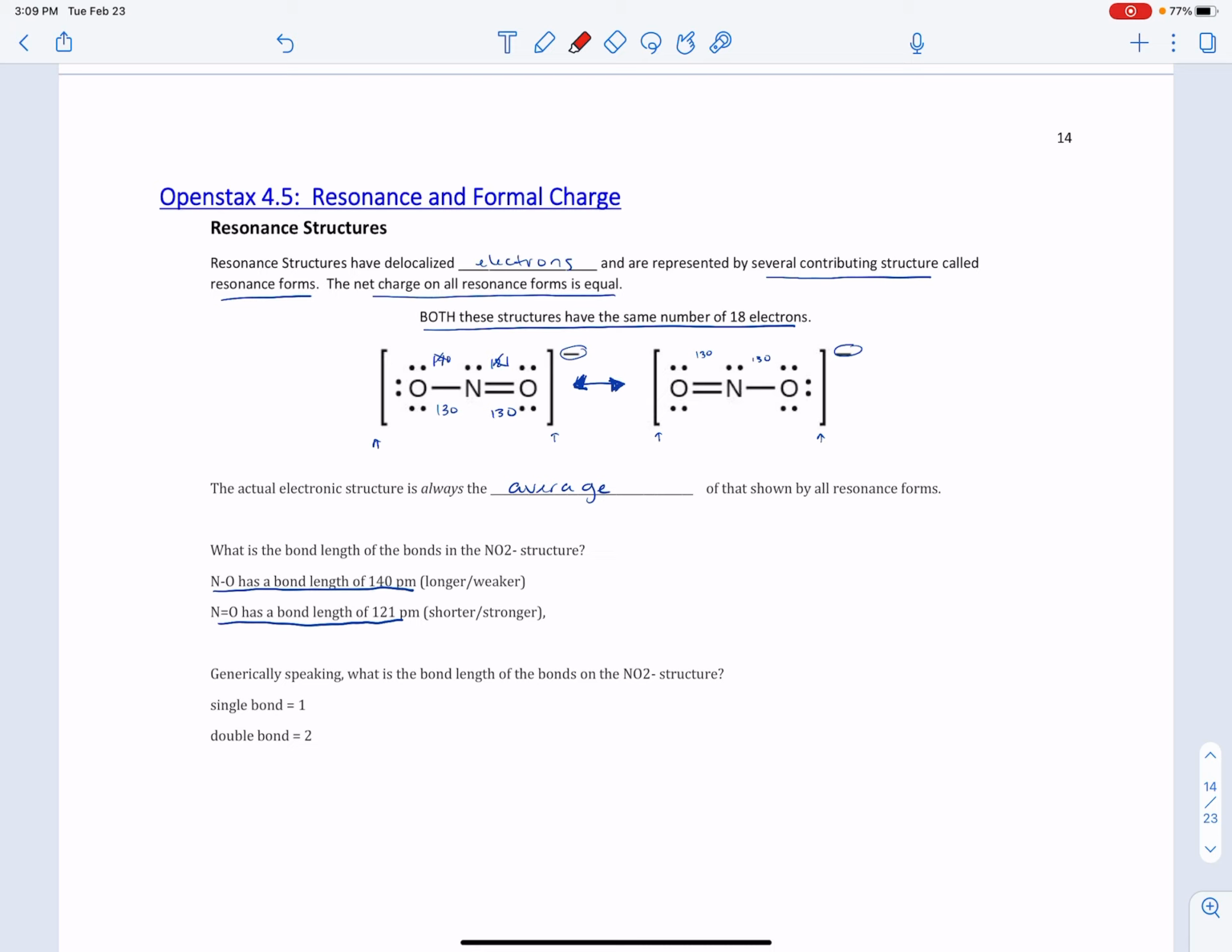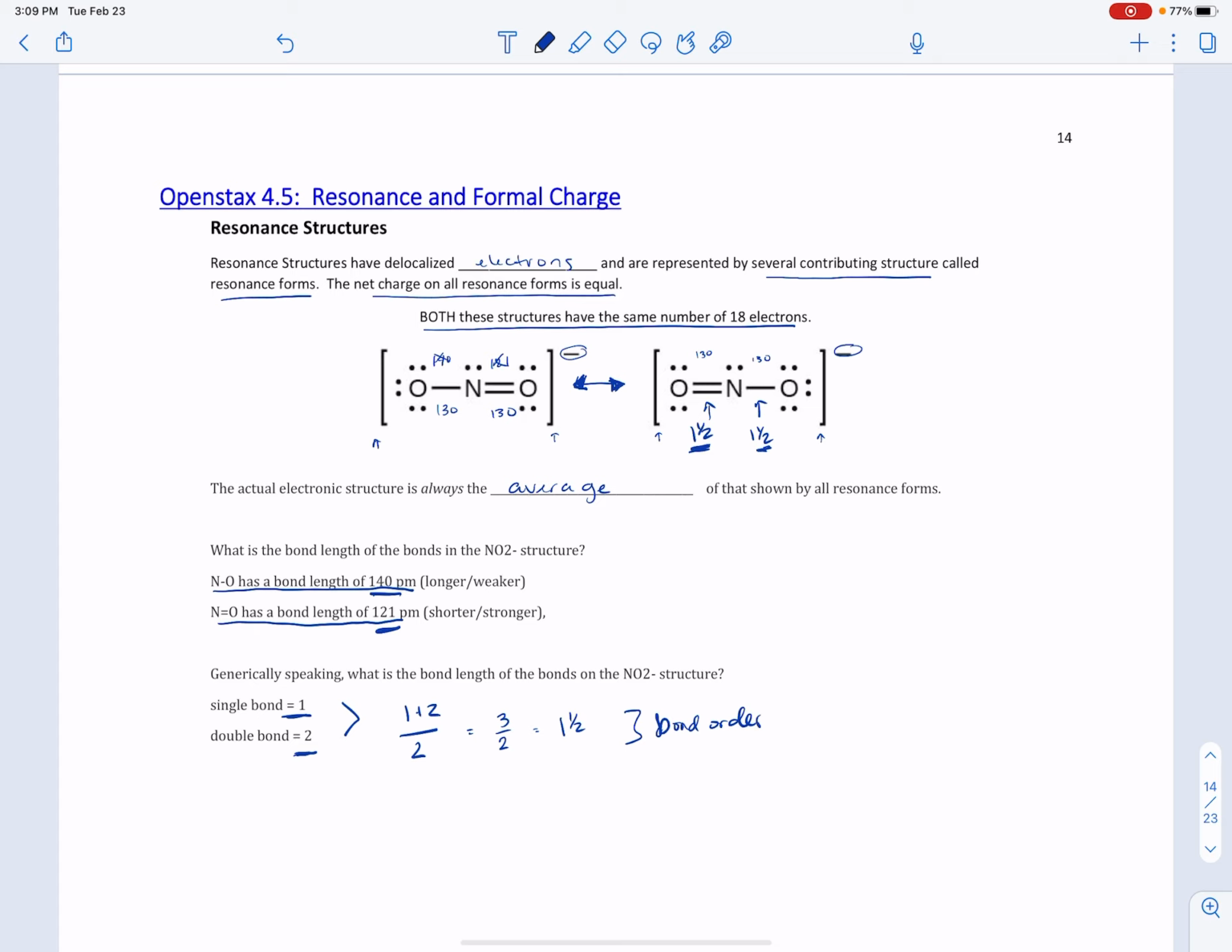Generally speaking, what's the bond length of the bonds? Single bond, double bond? Well, we can also use a 1 and a 2 instead of these bigger numbers. So sometimes you'll see it this way with a 1 or a 2. And then since there are a total of 2 bonds, the average bond length is 1 plus 2 divided by 2, which is 3 halves. So it's the same thing as saying each of those bonds is 1.5 the length of a normal bond. So sometimes they ask it in terms of this. This is called bond order. We'll call that bond order.